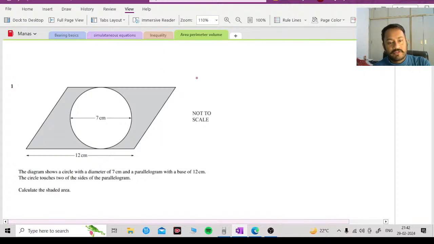So children, before we start this, I will tell you the area of a parallelogram. Area of parallelogram is equal to base into height. So let's see if you are able to find the answer or not.